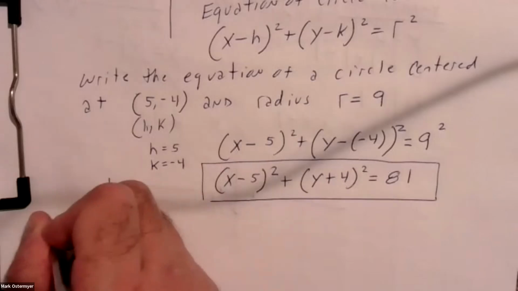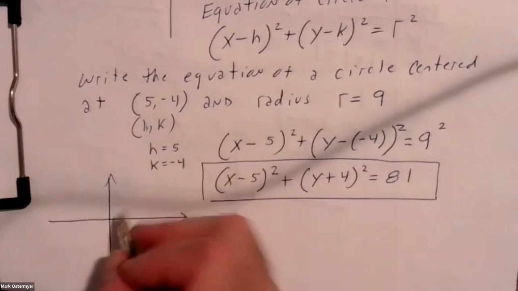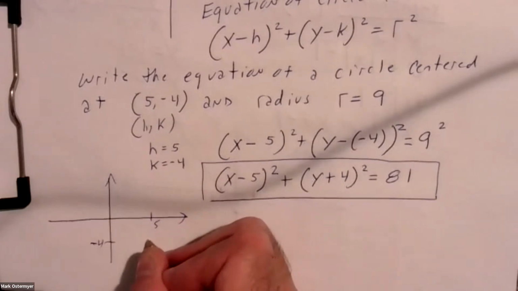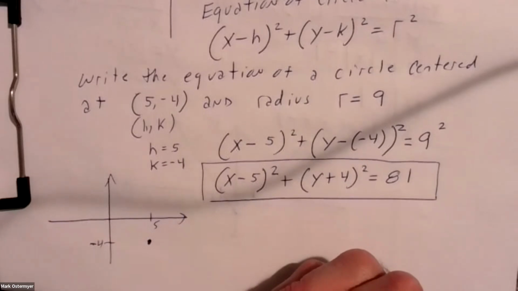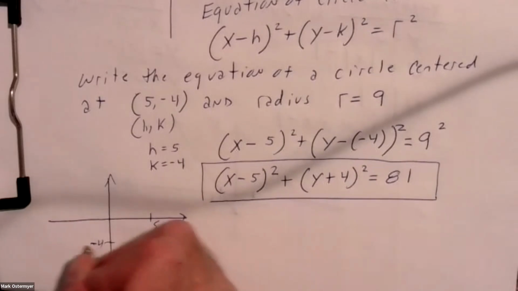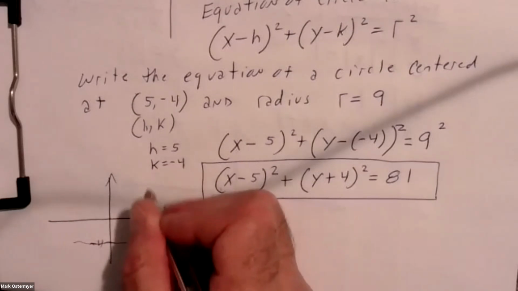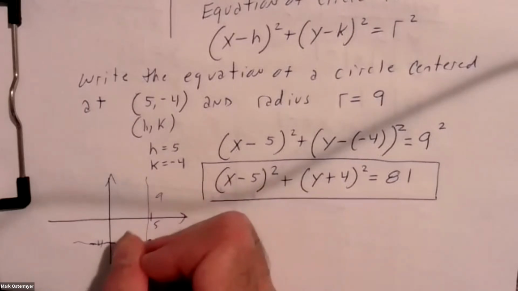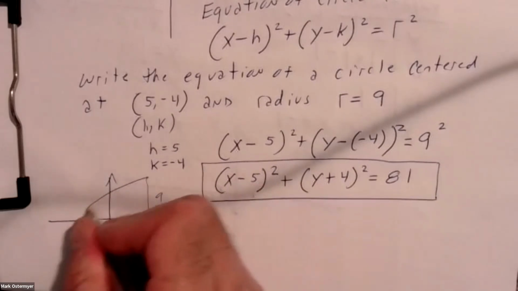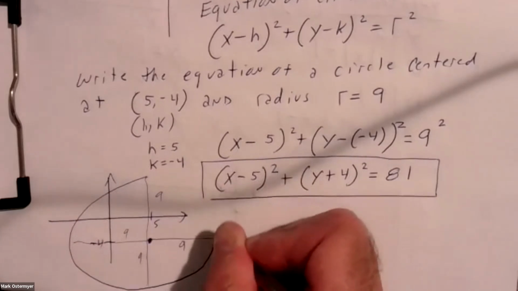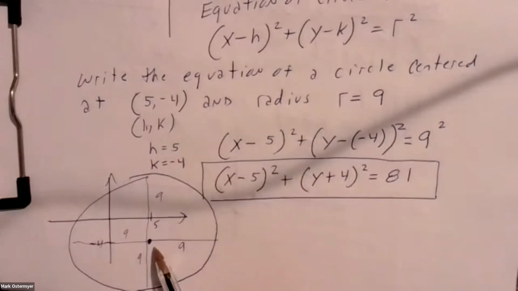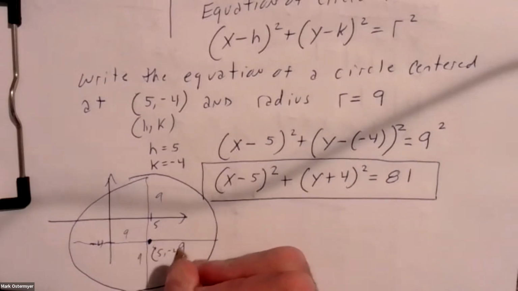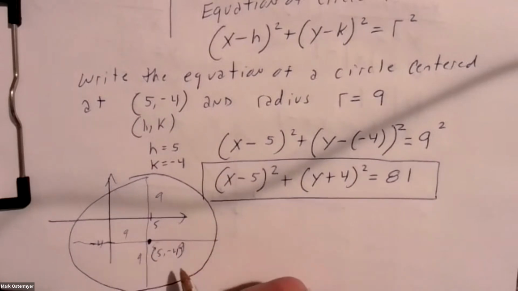If you were to plot this circle here, the center is at (5, -4). So the center is down here in the 4th quadrant, and the radius is 9 units in length. So you have to go 9 units this way, 9 units this way, 9 units in all directions. Connect these points, and you would have the graph of that circle that's centered at (5, -4), and the radius would have a length of 9 units.